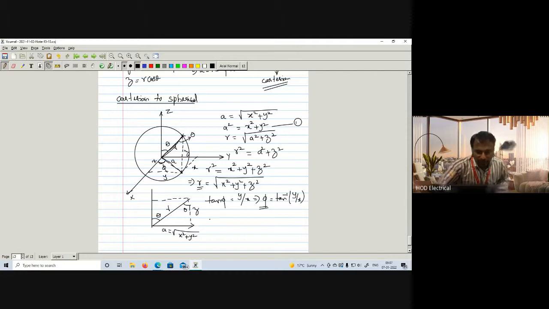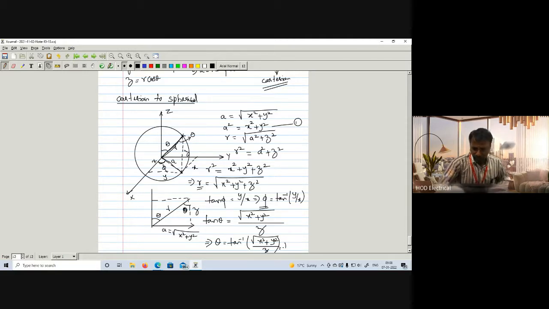Therefore, we can write this is theta. So tan theta can be written as opposite side by adjacent side, therefore square root of x square plus y square divided by z, which gives theta equal to tan inverse of square root of x square plus y square divided by z. You can write tan inverse of a by z. So this way we can find out theta.